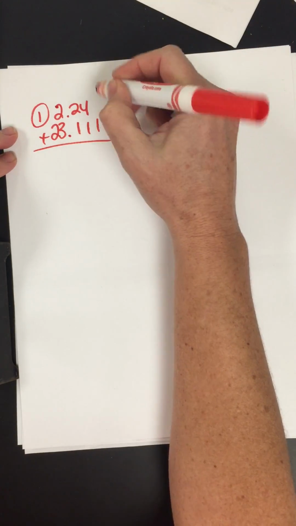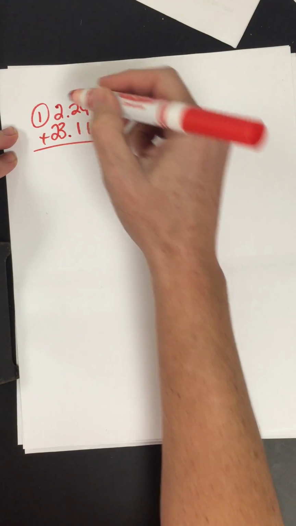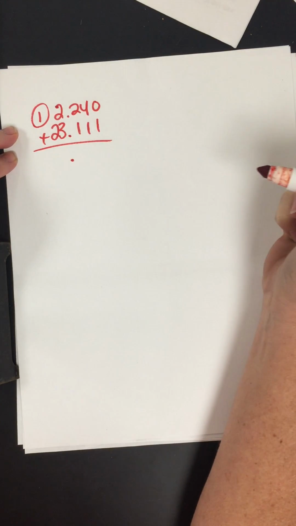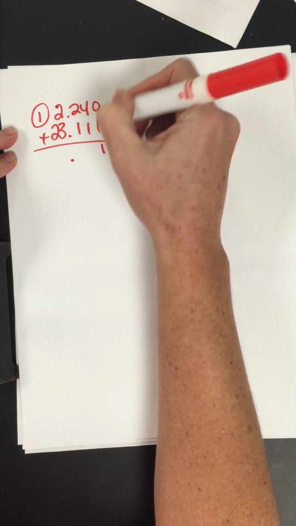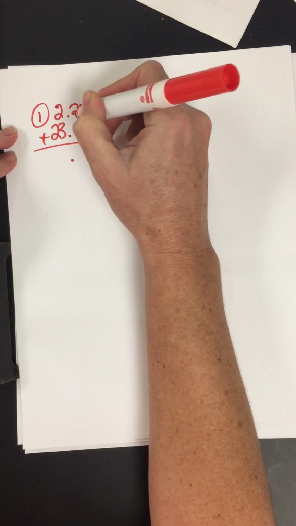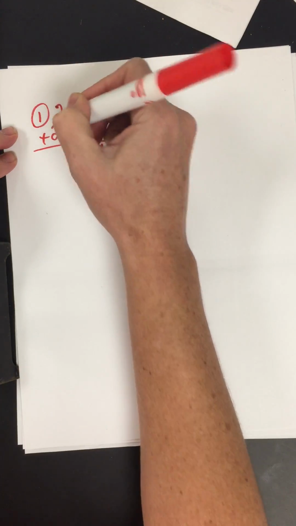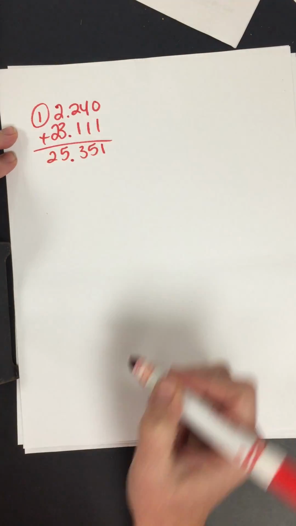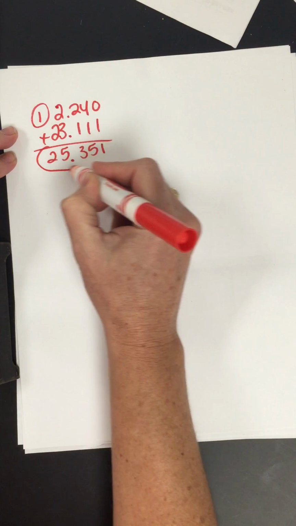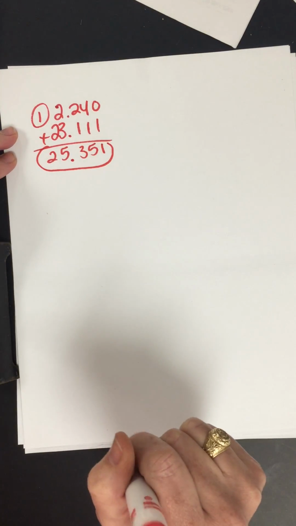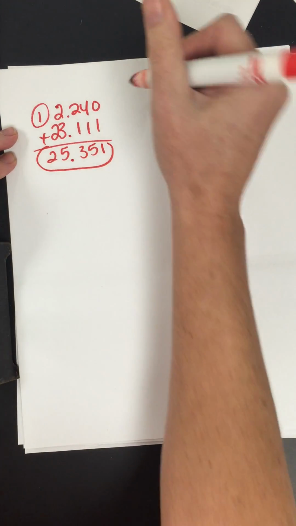If we have any blank spots, we need to put a 0 in there. We bring our decimal down into the answer and then just add like normal. 0 plus 1 is 1. 4 plus 1 is 5, 2 plus 1 is 3, 2 plus 3 is 5, and 0, so you get an answer of 25 and 351 thousandths, or 25.351.